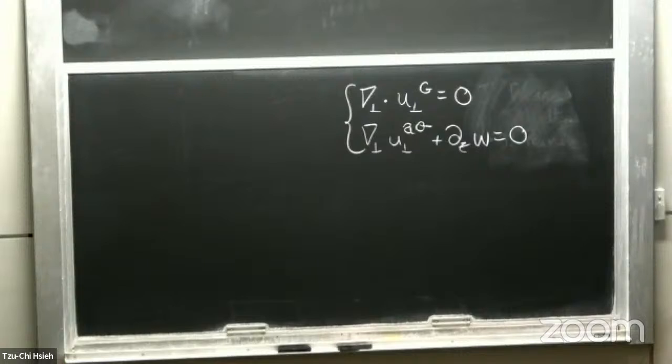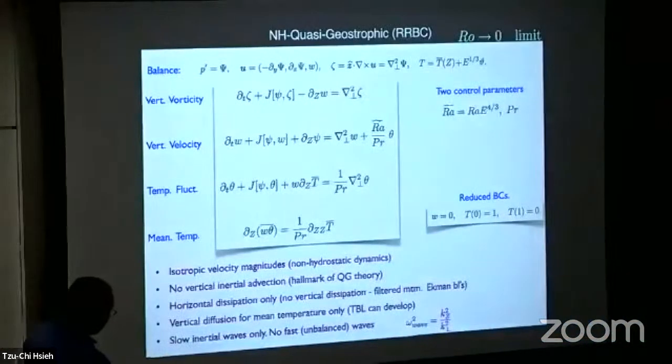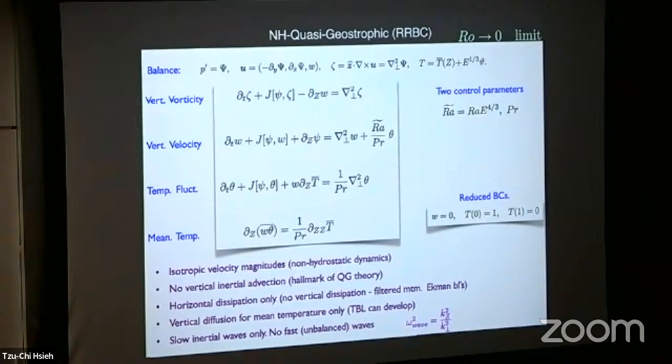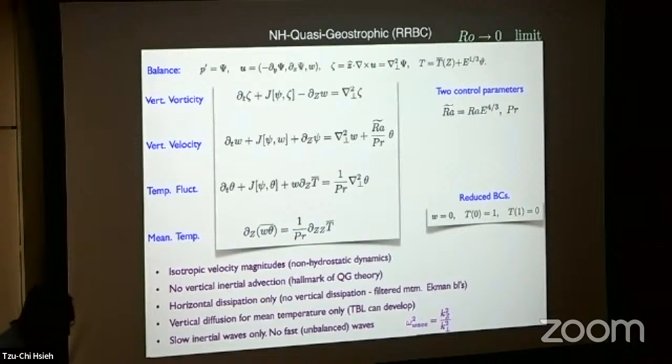Then we learned, when we were looking at balances, that the mean temperature and the temperature fluctuations, I've written it down here, Ekman to the 1/3 is really going to be a Rossby number here, but they're separated. The fluctuations about the mean are small. If you recall, here are the equations that represent the non-hydrostatic QG equations, the ones we're going to look at to study rotating convection, rotating Rayleigh-Bénard convection to be precise. We have the evolution of vertical vorticity, vertical velocity, the temperature fluctuation, and then the mean temperature field.